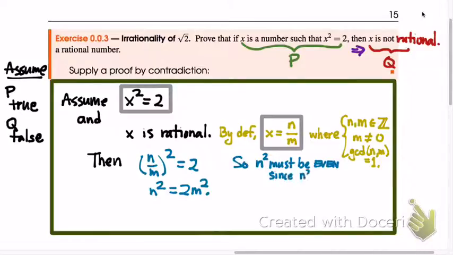Since n squared equals 2k, for k equals m squared, an integer. Right? Okay, so n squared is even. And therefore, what about n? If the square of a number is even, what does that tell us about the number itself?